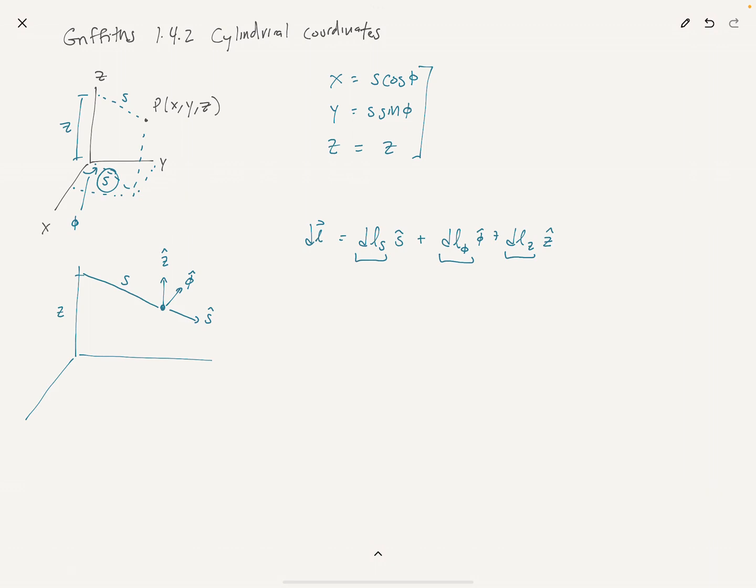And just like we had derivatives in Cartesian coordinates in terms of gradients, curls, and divergences, and those changed what they looked like in terms of spherical coordinates, those also look different in cylindrical coordinates.